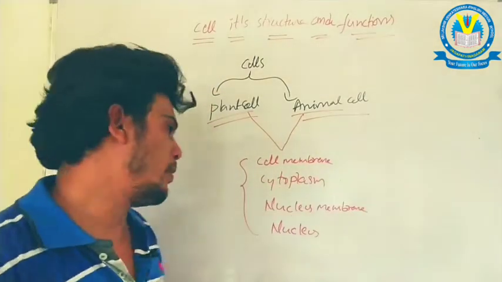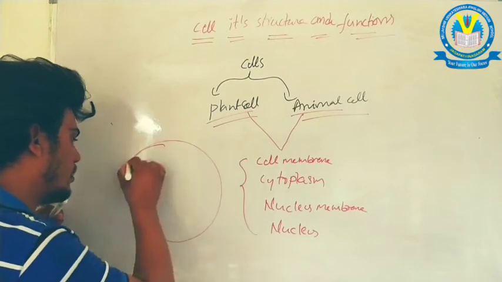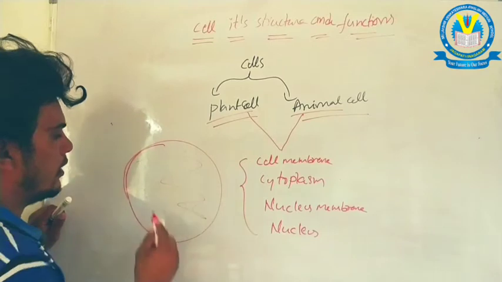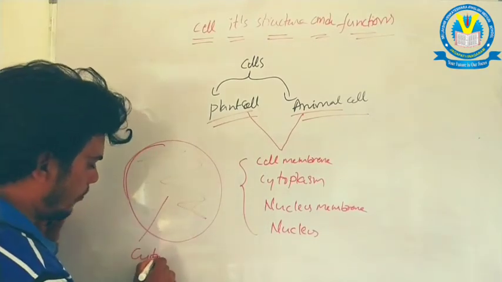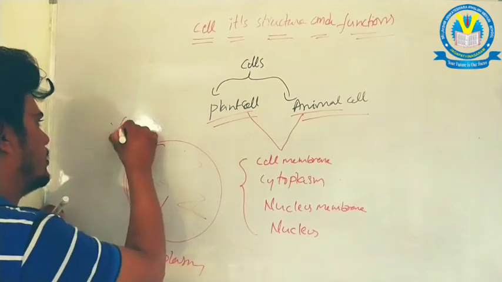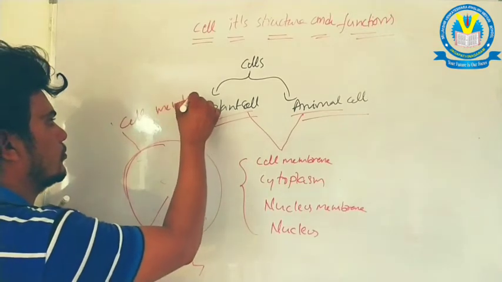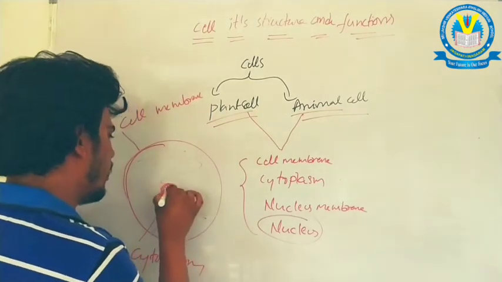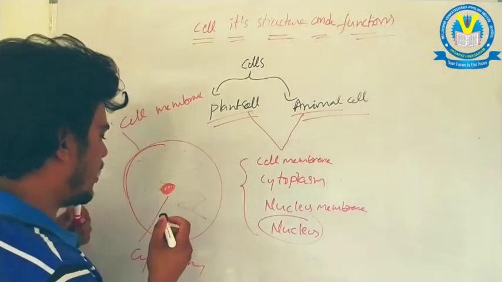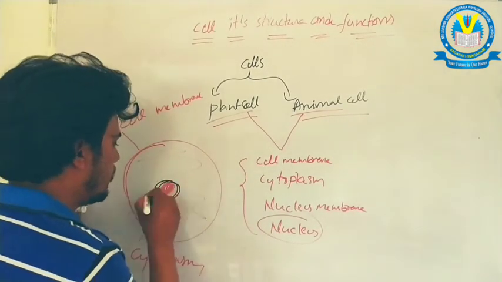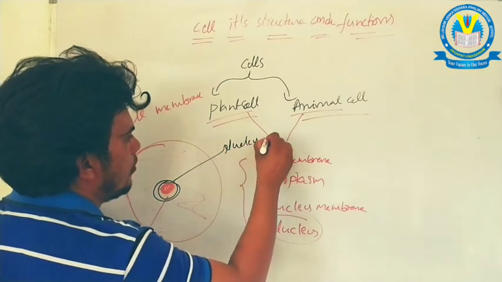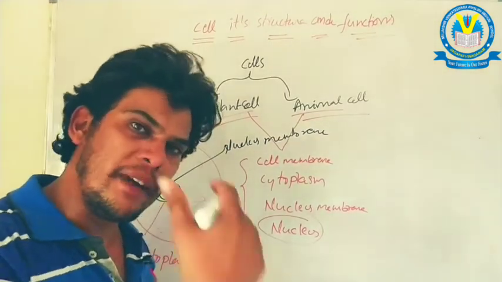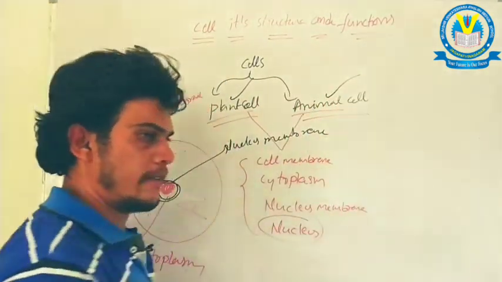What is that? First one, cell membrane. The membrane around the cell is the cell membrane. Inside the cell membrane there is a liquid portion. That liquid portion is called cytoplasm. At the center of the cell there is a nucleus. Around this nucleus there is a membrane. That membrane is called the nucleus membrane. These are the main parts in plant cells as well as in animal cells.